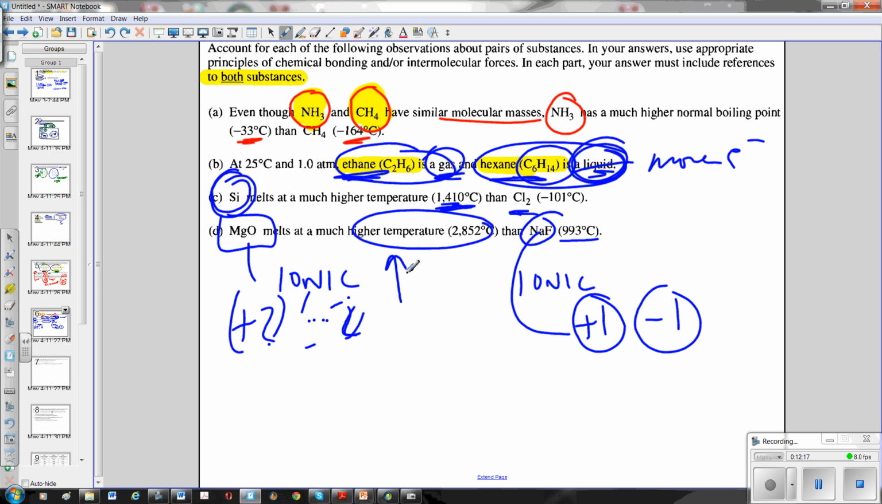Therefore, what explains it is you could say the lattice energy is a good term to use, or you could just say the ions are held together by a stronger attraction. The greater the charge, the stronger the attraction.